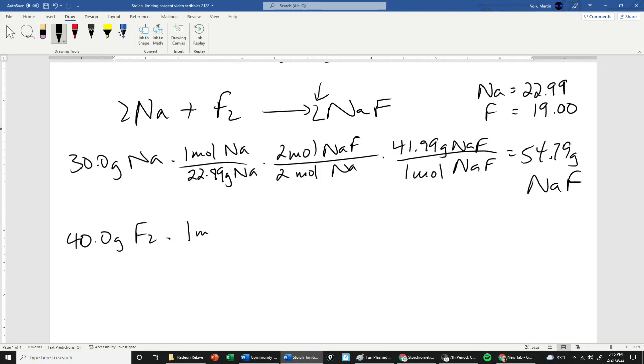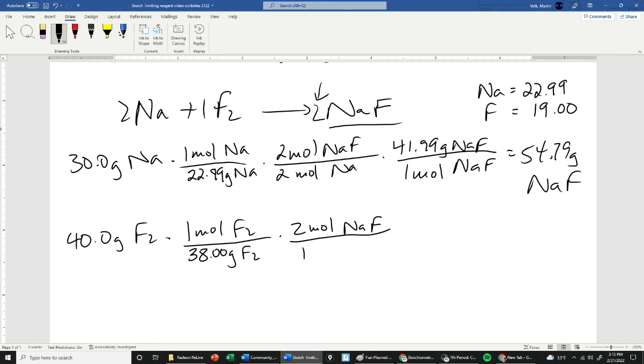So we go times 1 mole of sodium. Oh, I'm sorry, fluorine divided by fluorine times 2 is 38. So the molar mass of fluorine, F2, is 38. Times, now the mole ratio is a little bit different here. We want the NaF, which has 2 moles, so we put that on top. We start with fluorine, which there's only 1 mole here, so we put 1 mole fluorine on the bottom, and then times the sodium fluoride again.